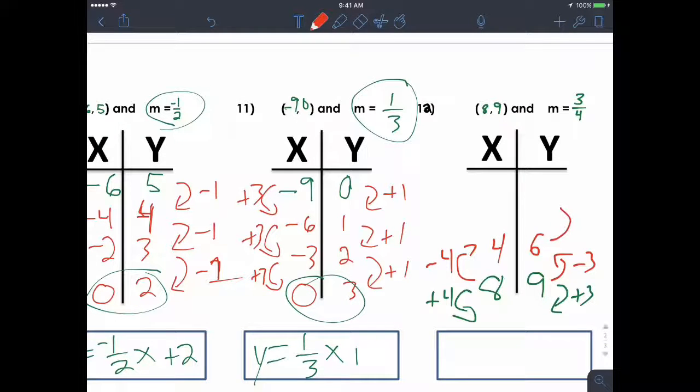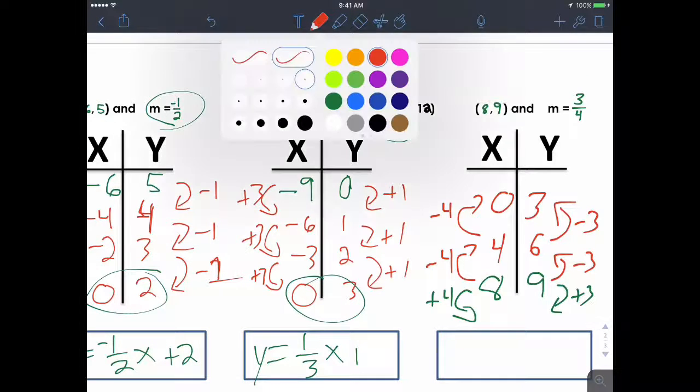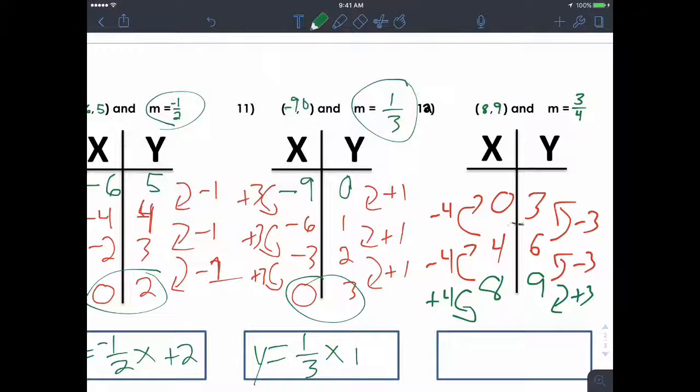We've got to do it again. So I'm going to subtract 3 over here. I'm going to subtract 4. That's going to get me an input of 0 with an output of 3. I'm happy now because I have my y-intercept. Here's the y-intercept. Here's the slope. So we have y equals 3 over 4x plus 3. Okay, let's go to the next one.